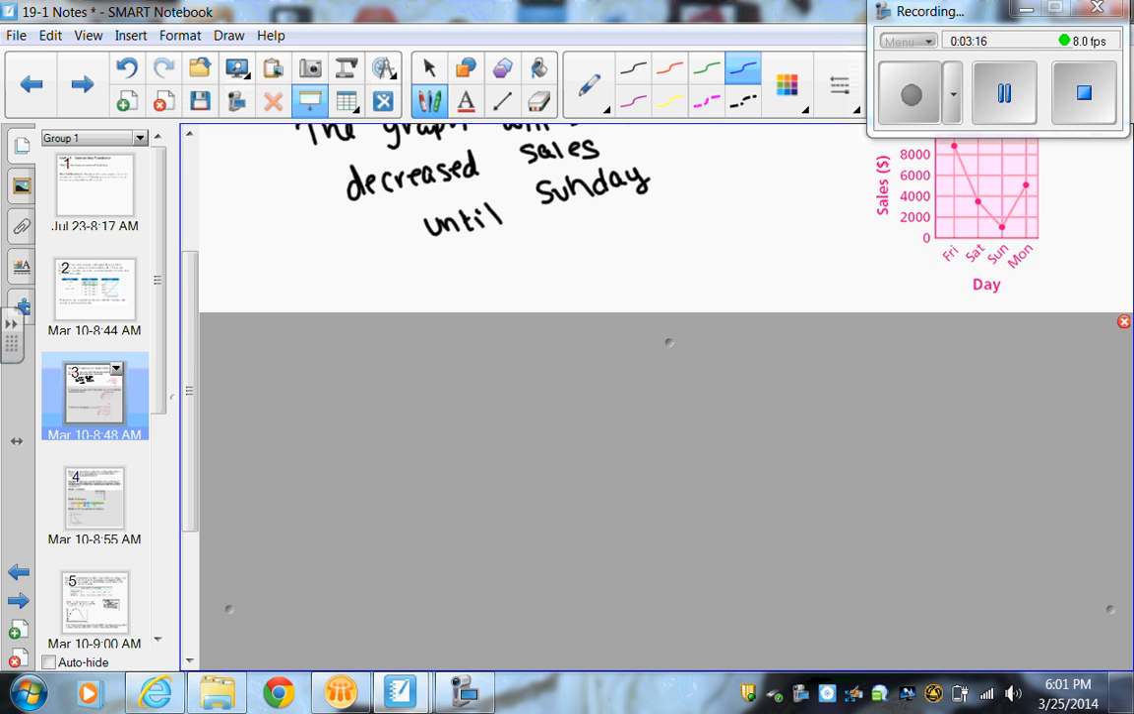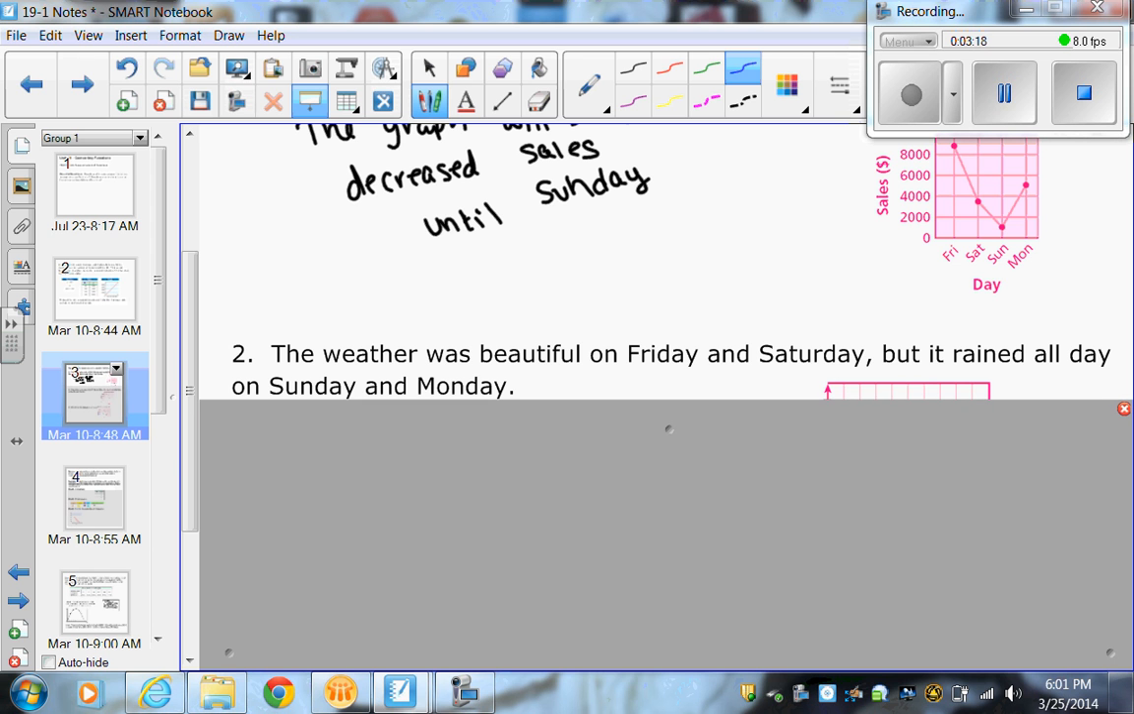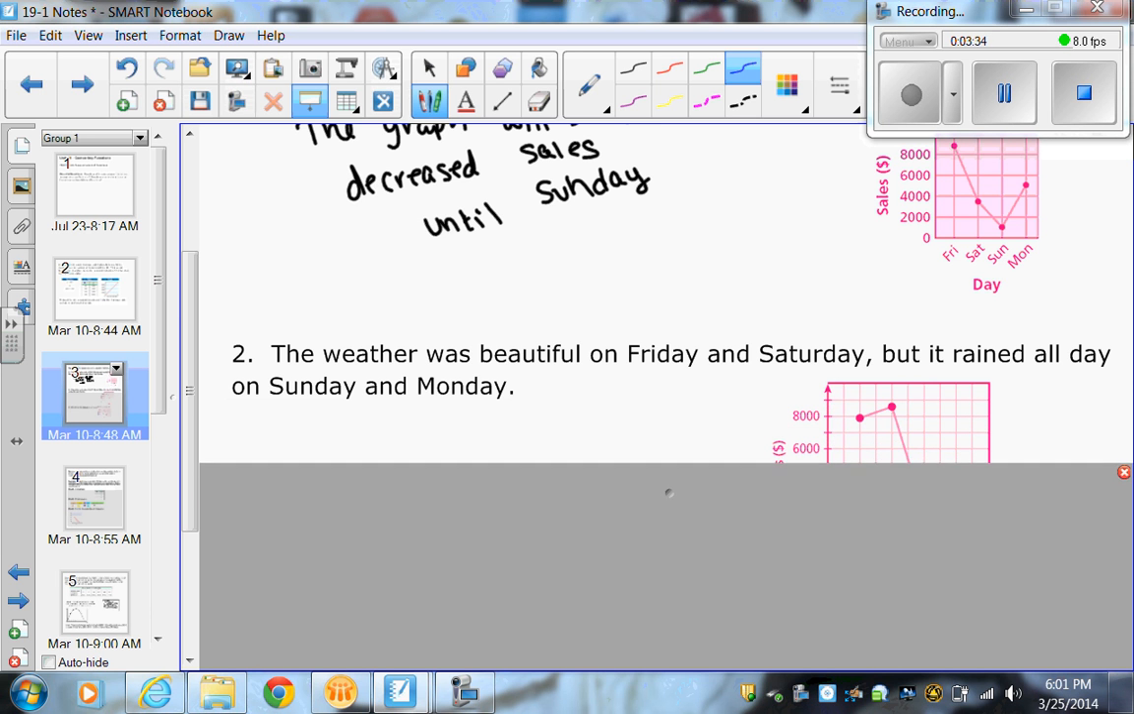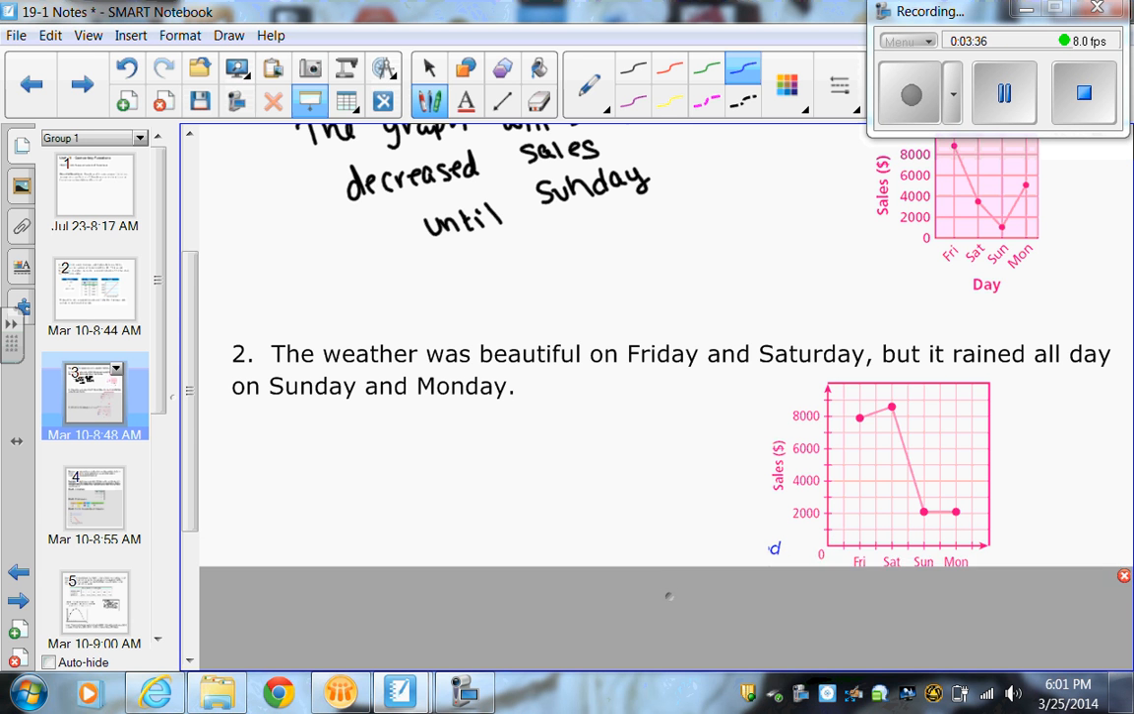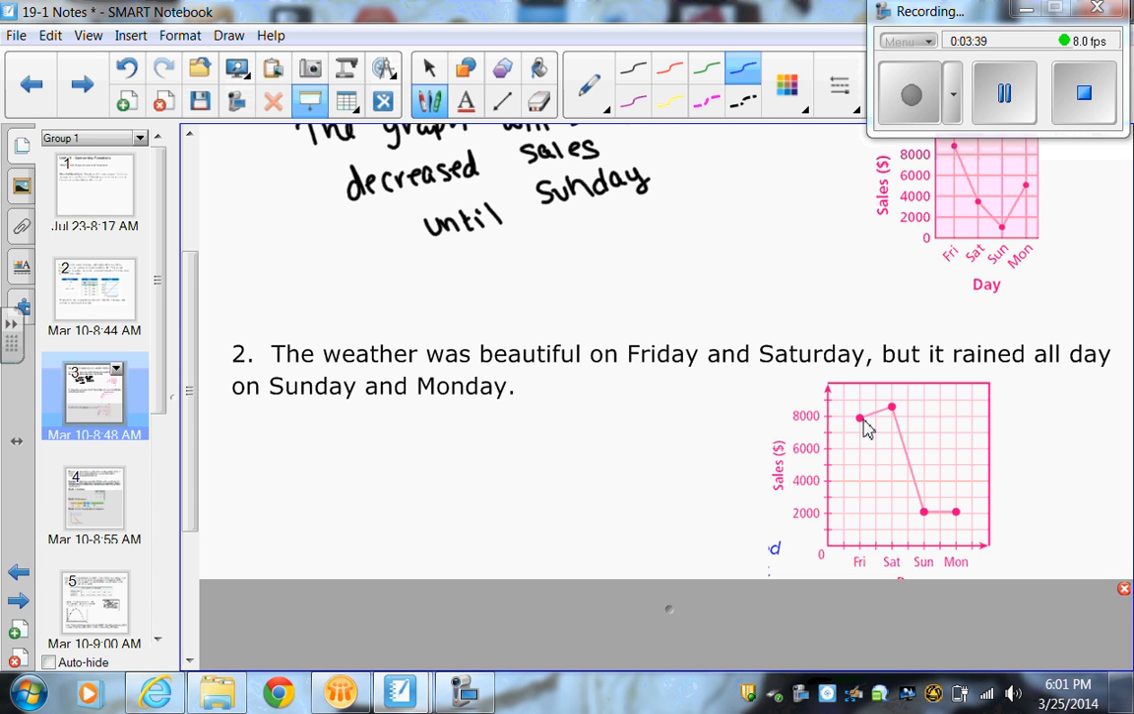Let's try another. It says the weather was beautiful on Friday and Saturday, but it rained all day on Sunday and Monday. So in this case, Friday and Saturday sales are going to be good, but then Sunday and Monday sales are going to be bad. So again, I would want to see a decrease in sales on Sunday and Monday. So for example, we could say Friday and Saturday were pretty good, and then all of a sudden it dropped because it rained on Sunday and on Monday.